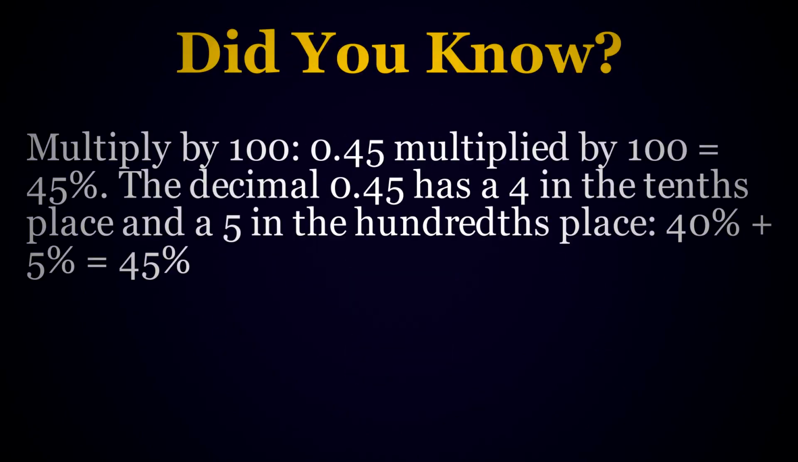Here's an interesting fact. Multiply by 100, 0.45 multiplied by 100 equals 45%. The decimal 0.45 has a 4 in the tenths place and a 5 in the hundredths place. 40% plus 5% equals 45%.